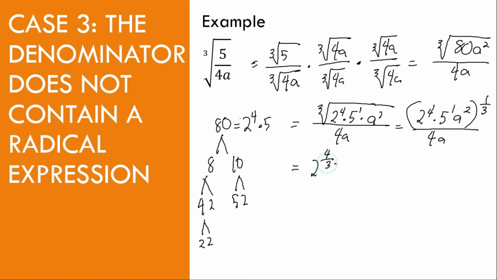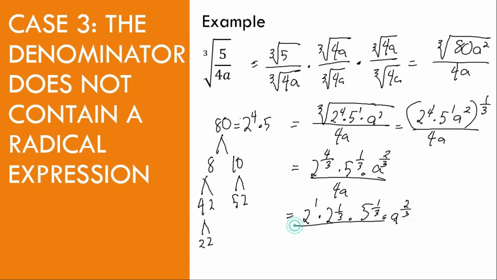It will become 2 raised to 4/3 times 5 raised to 1/3 times a raised to 2/3 over 4a. Okay, kung mapapansin nyo, meron tayong 4 over 3. So, kailangan natin yang gawing mixed fraction, no? Si 4 over 3 ay marirewrite natin siya as 1 and 1/3. So, we will have 2 raised to 1 times 2 raised to 1/3 times 5 raised to 1/3 times a raised to 2/3 over 4a.